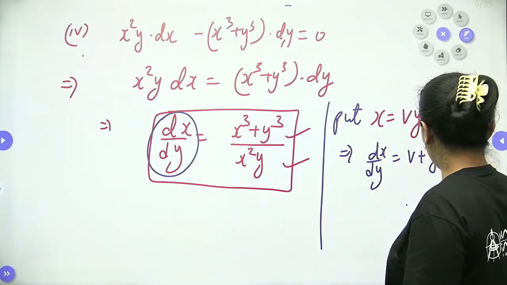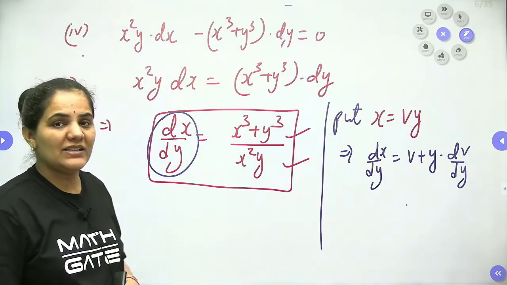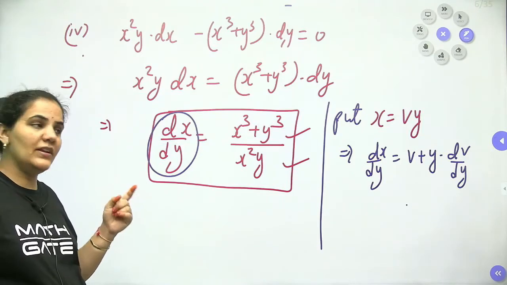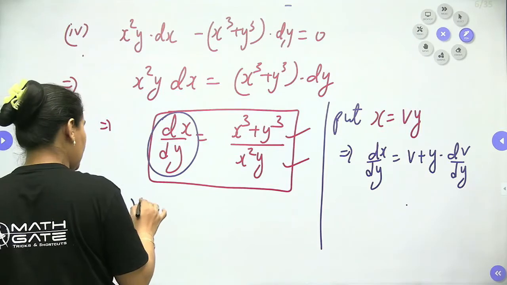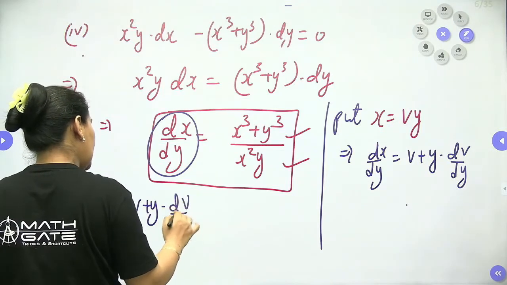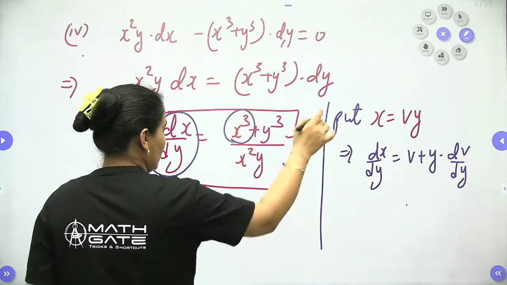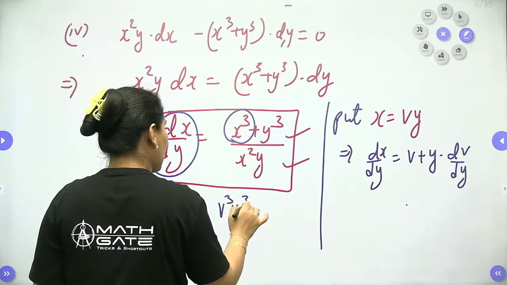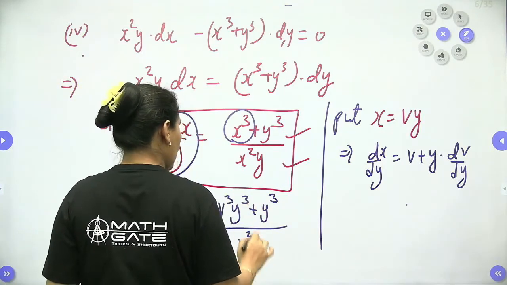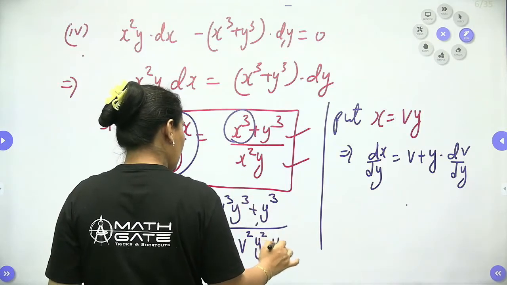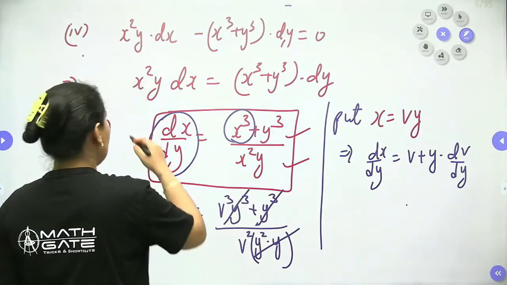Right now the question is in the form of x and y. After this substitution, the question will become in the form of v and y. So now let's approach it, guys. It will be v + y dv/dy equals x cube plus y cube divided by x square. At the place of x cube I will put vy, so it will be v cube y cube plus y cube, divided by v square y square into y. So you can write it as y cube, and y cube will cancel out, dear students.